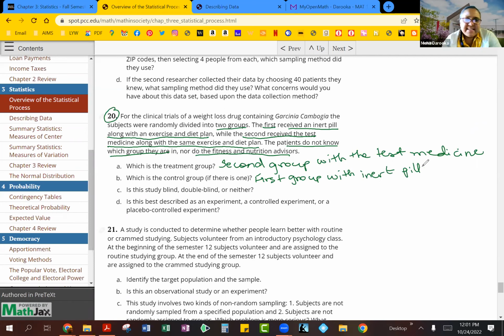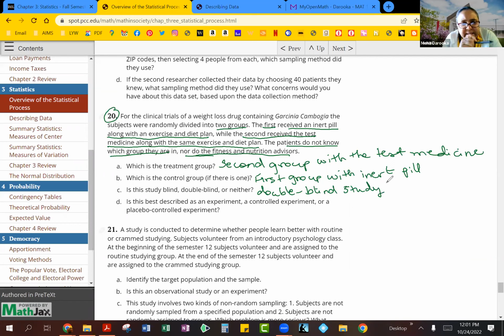So what kind of study is this? Blind, double blind, neither? Yeah, very nice, Terry and Amanda. Michael, very good, because they're specifically telling us the patients don't know which group they are in, and nor do the fitness or nutritional advisors. Perfect. So this would be a double blind study.